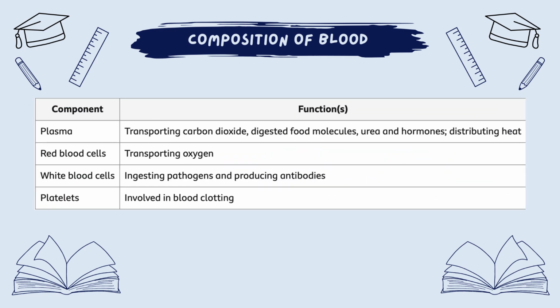Plasma transports carbon dioxide, digestive food molecules, urea and hormones, and it also distributes heat. Red blood cells transport oxygen. White blood cells ingest pathogens and produce antibodies. Platelets are involved in blood clotting.